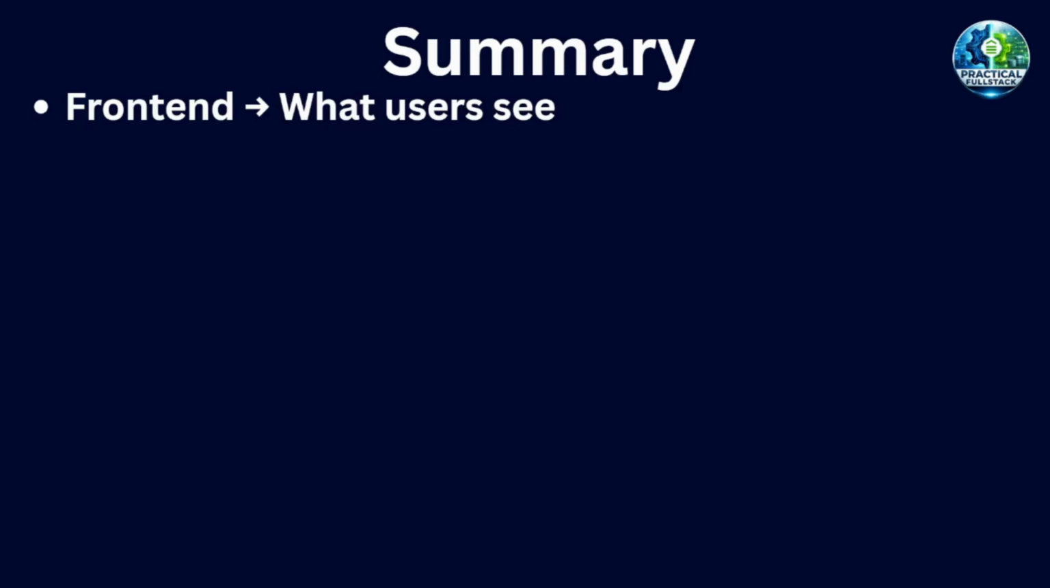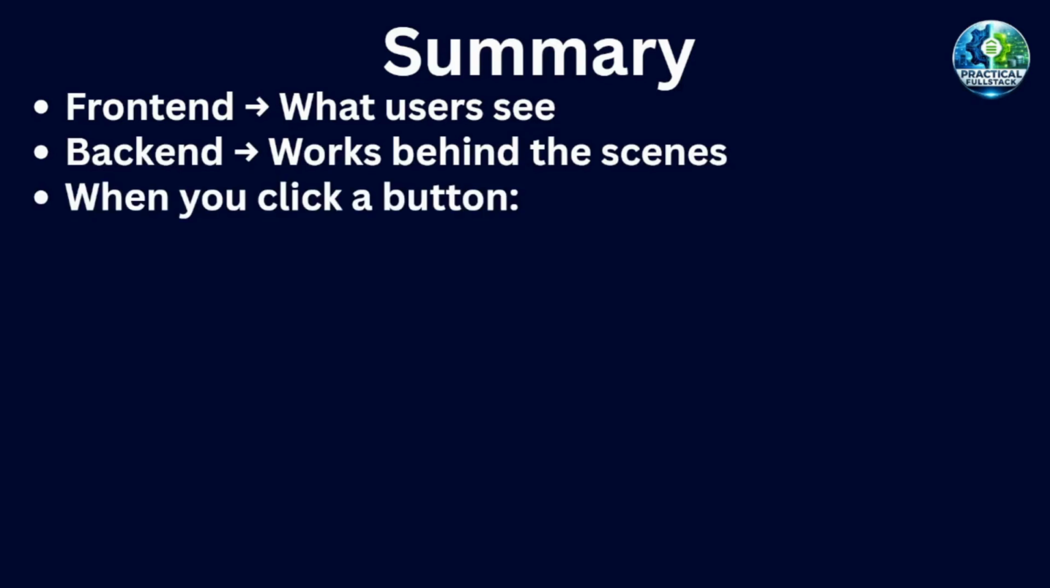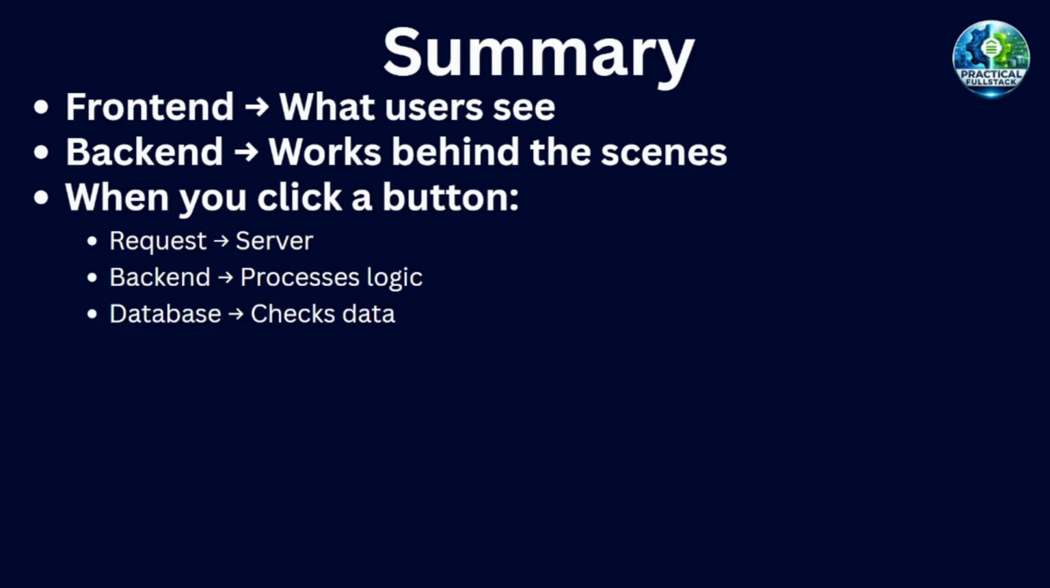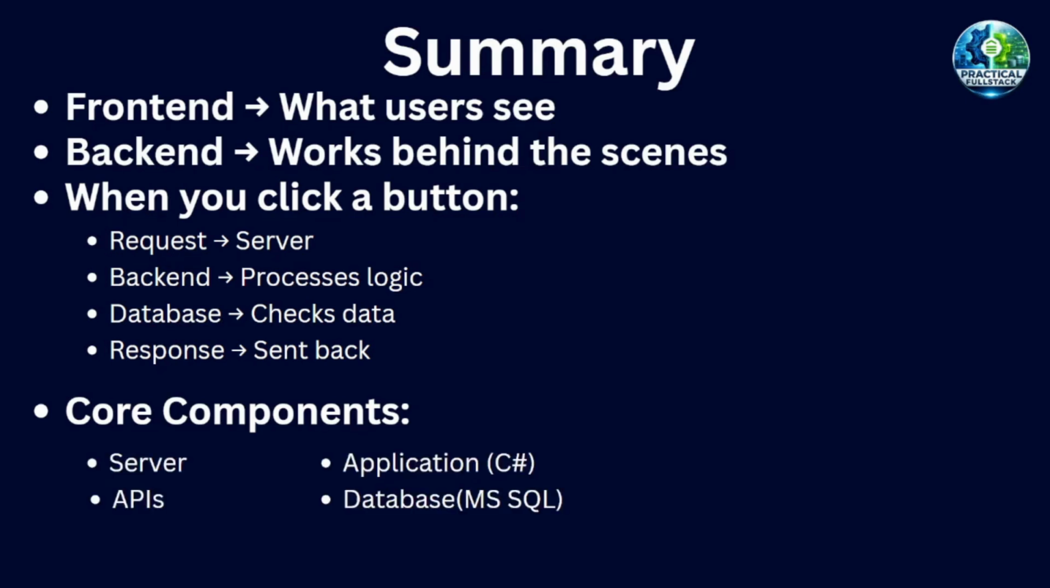Let's quickly recap what we have learned so far. Frontend is what users see, backend is what works behind the scenes. When you click a button, a request goes to the server, the backend processes it, checks the database, and sends a response back. And all of this is powered by the server, application, APIs, and the database. That's the complete backend flow.